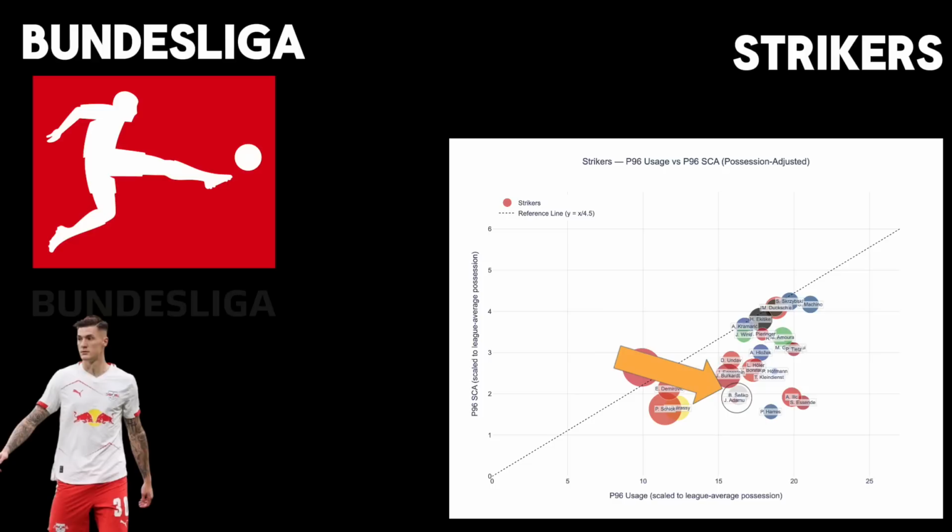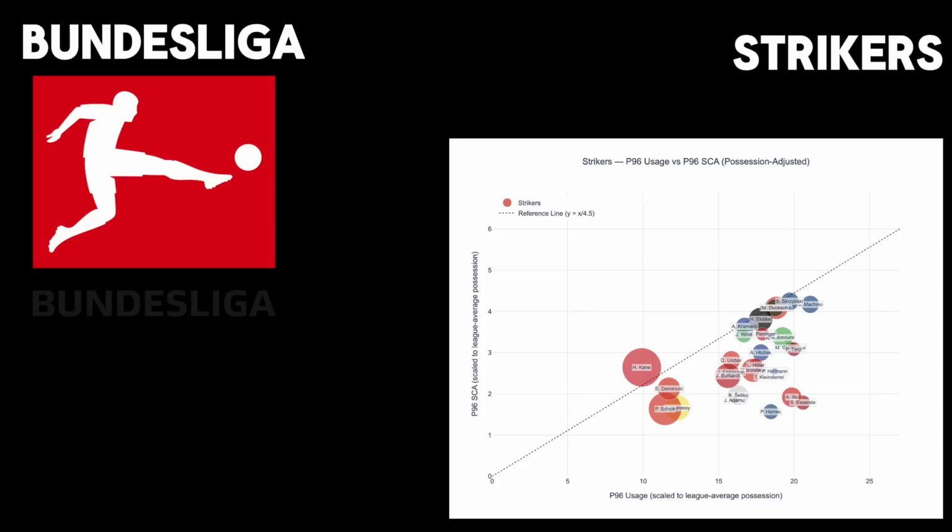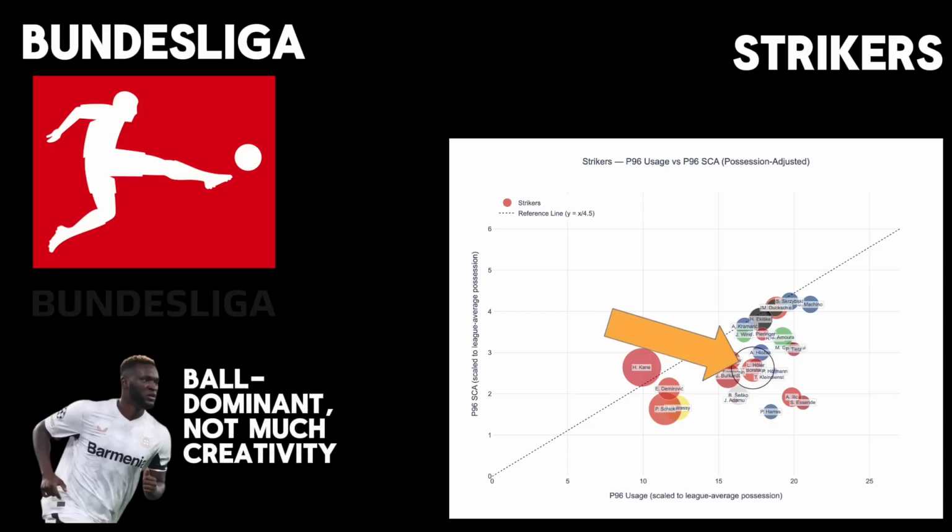Near the bottom is Benjamin Sesko. He looks like one of the more wasteful forwards in the league. I know that Red Bull Leipzig is a high-tempo counter team, but this kind of thing matters if you're about to switch tactics a lot. Sesko just transferred to a team who want to maintain possession. And this Victor Boniface, he uses a lot of the ball.